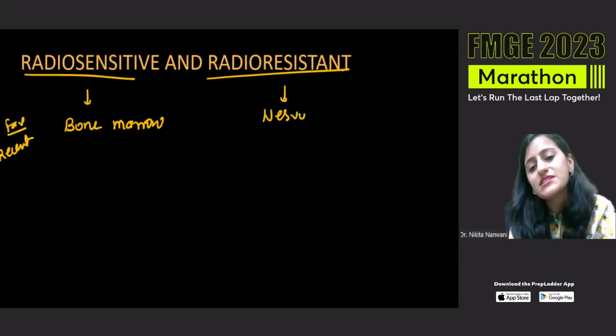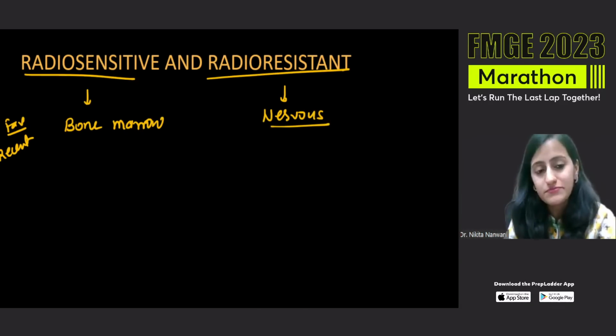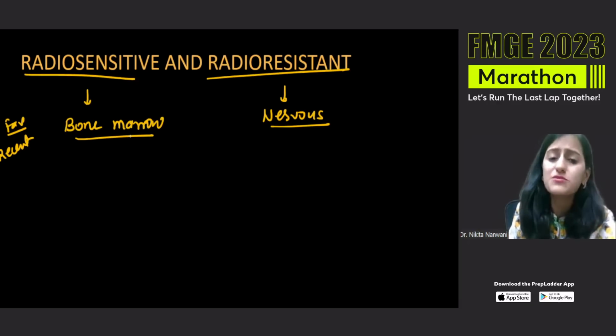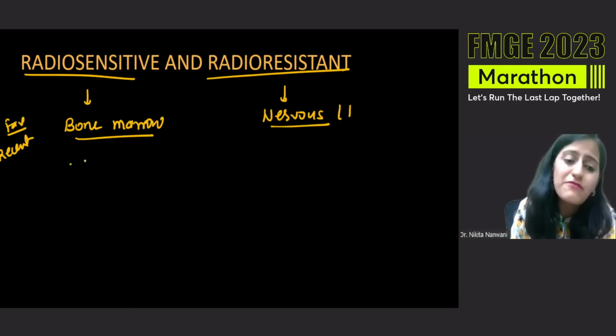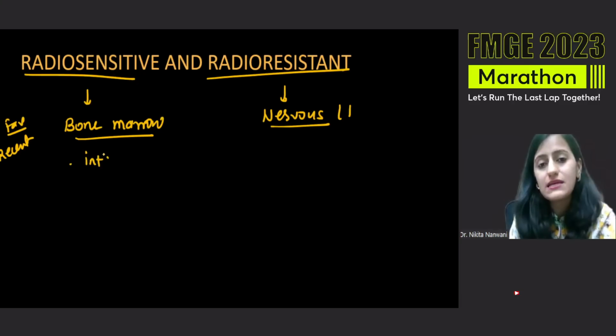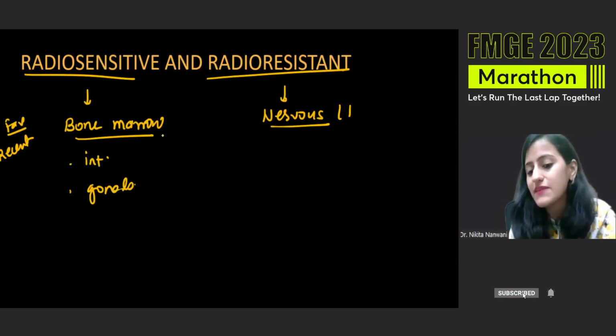That is the nervous tissue, the neurons, because they do not divide. Okay, they do not divide. So remember that bone marrow is very sensitive. The neurons are the ones which will be the least sensitive. Apart from that, the intestinal epithelium, right, the gonads, these are going to be sensitive as well.